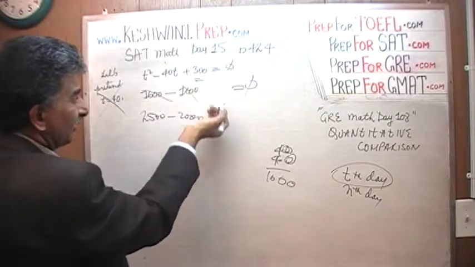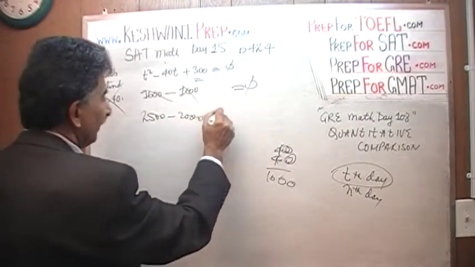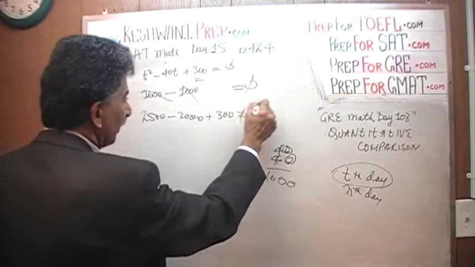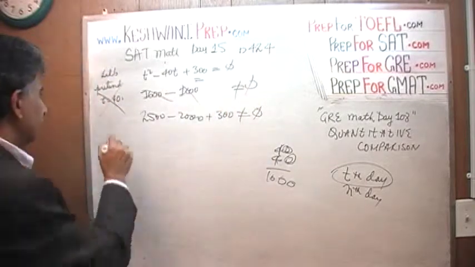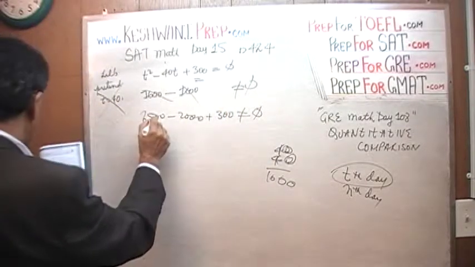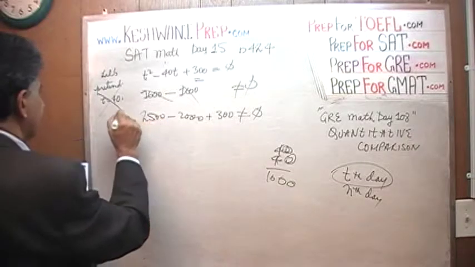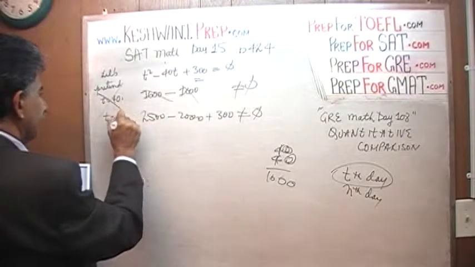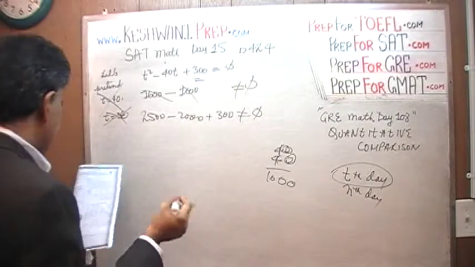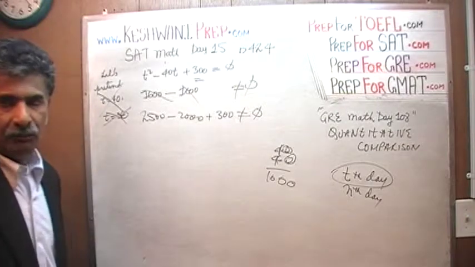A positive 500 and a 300 is not going to add up to 0. This is not the answer. What was it? 50 was D. D is not the answer. Let's try E. We shouldn't have to try E.